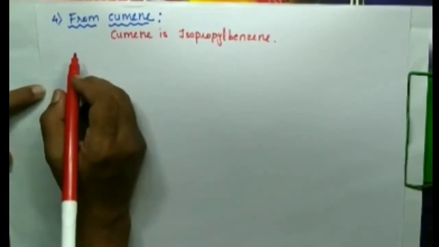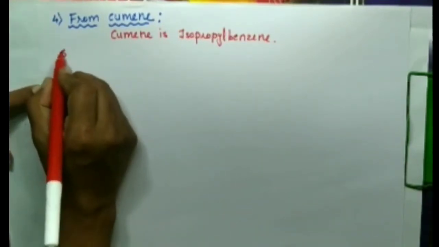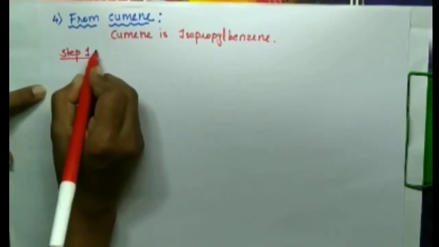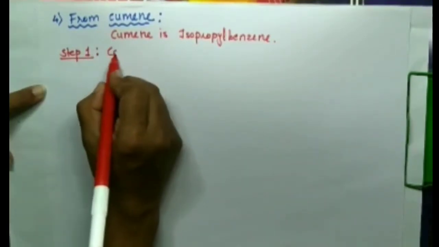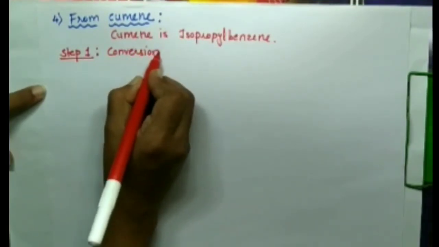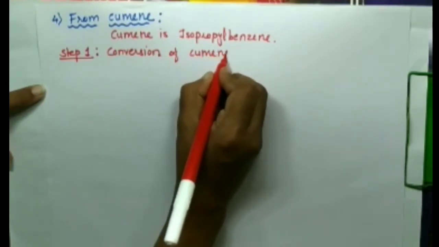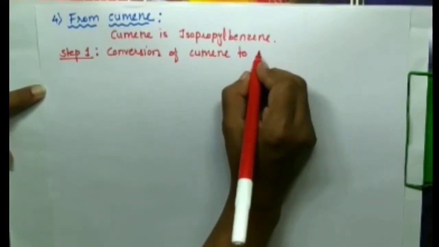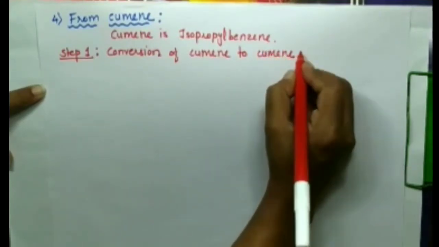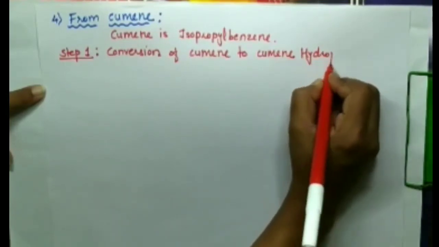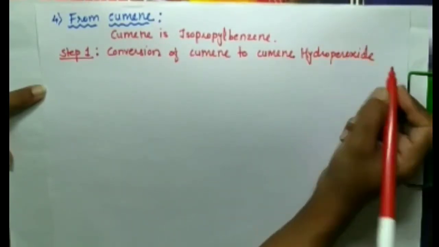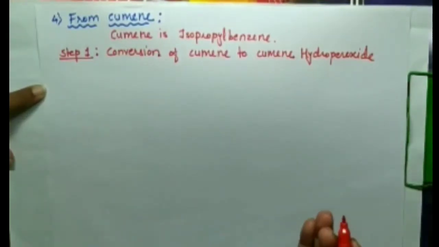So it involves two steps. First step, that is step 1, is conversion of cumene to cumene hydroperoxide. Cumene to cumene hydroperoxide, first step. And second step is cumene hydroperoxide is converted into phenol. So first step is conversion of cumene to cumene peroxide.